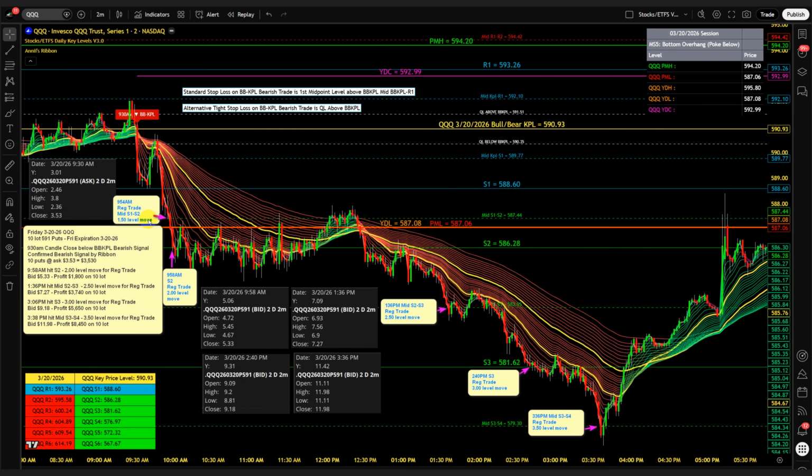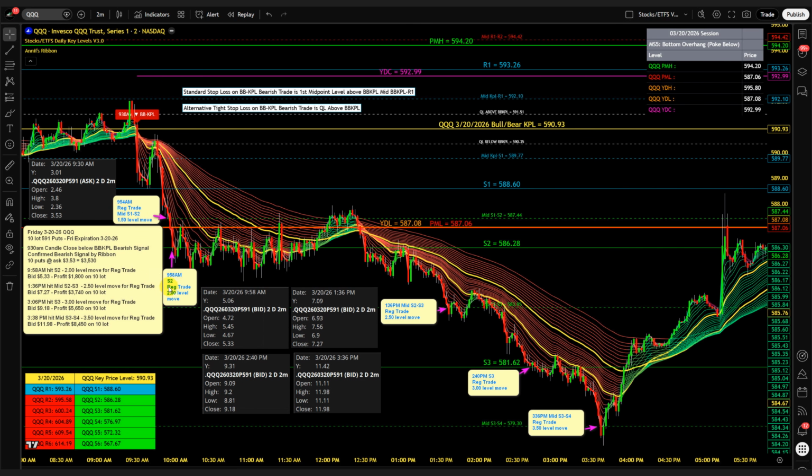9:54 a.m. Here we have a hit of the 1.50 level move. Back here, though, there wasn't enough room to put another box without interfering with this, so we just ran out of room. Scalp only trade is going to be on the touch of this S1 level. So if you were doing a scalp only trade, this is where you would have exited, here on the S1 level. Here is the 1.5 level move.